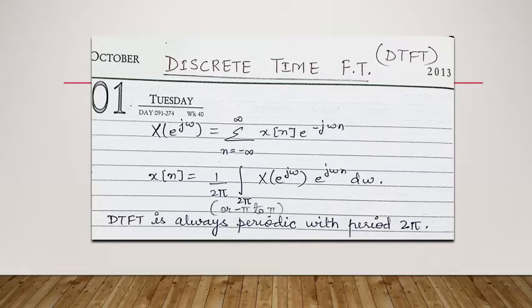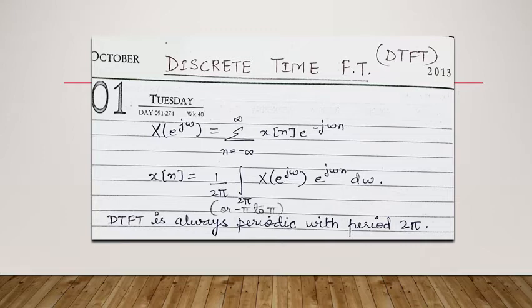The DTFT for a signal x of n is represented by capital X, and within the brackets we write e raised to the power j omega. So this would be equal to the sum, which means that n has to be varied from minus infinity to infinity and all the terms have to be added up.